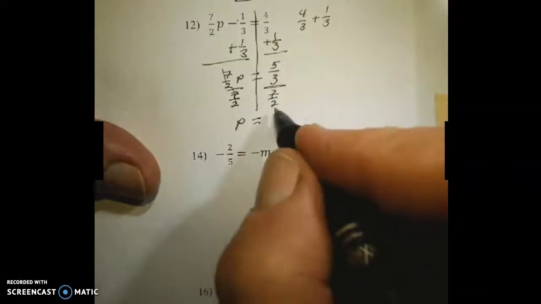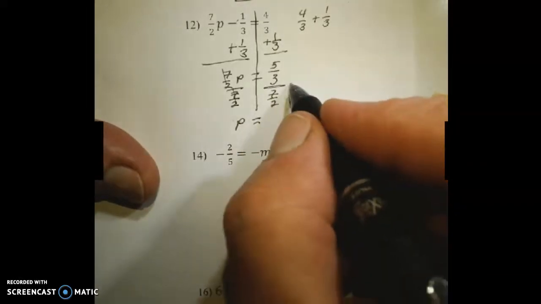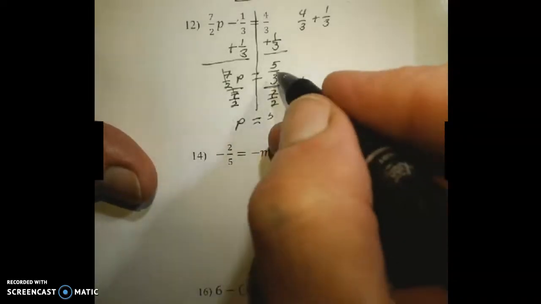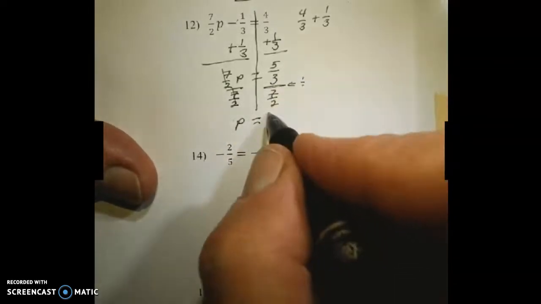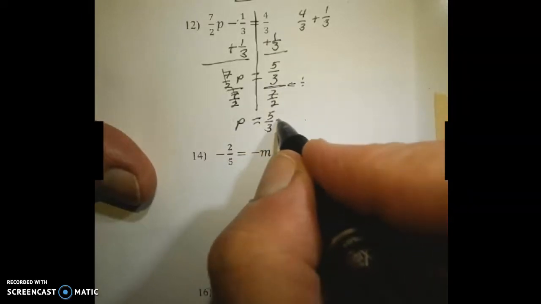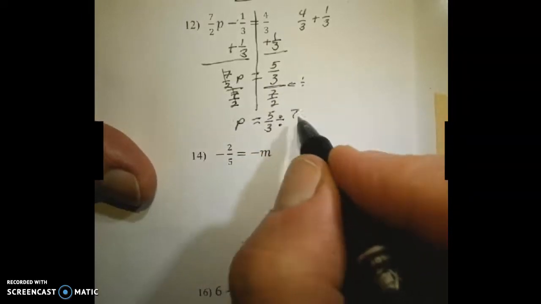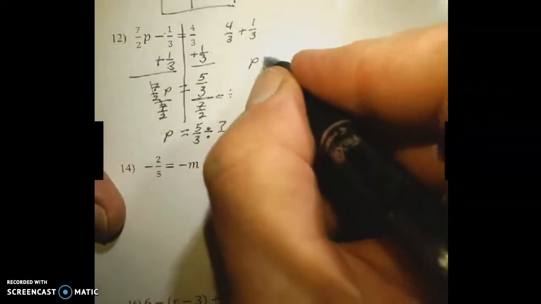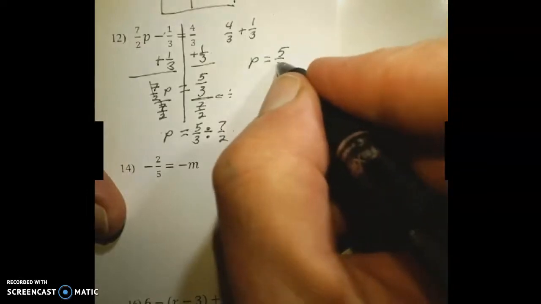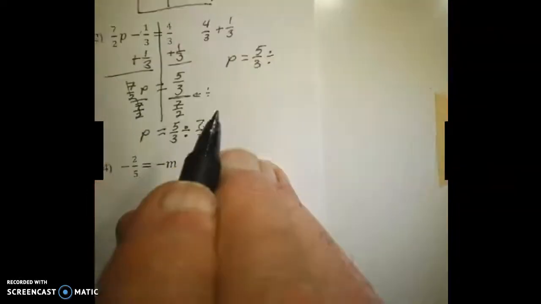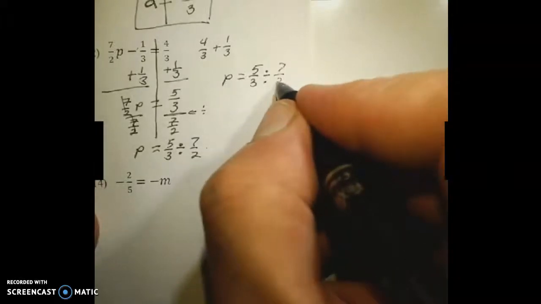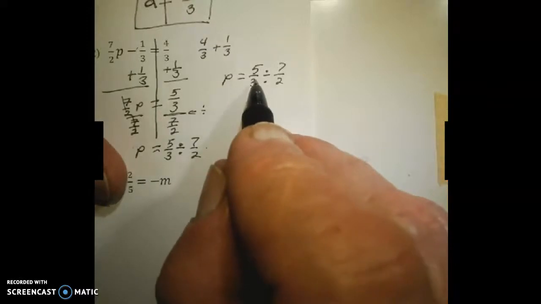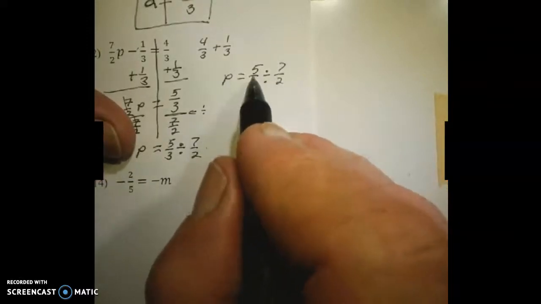Over here, write it as a division problem. The bar means divide, so write it as 5/3 divided by 7/2. I'm going to move over to this spot. P is equal to 5/3 divided by 7/2. You don't really divide with fractions. You multiply by the reciprocal, or it's keep dot flip, or keep change flip.